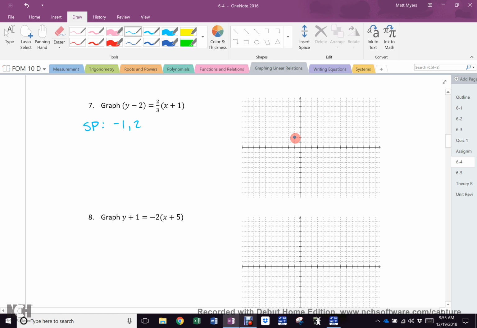Okay, and then what? What's my slope? 2/3. So it is up 2 and right 3. And, because I should do 3 points just to make sure, down 2 and left 3. Up 1, 2, right 1, 2, 3. Down 1, 2, left 1, 2, 3. 3 points in a nice line. There it is.